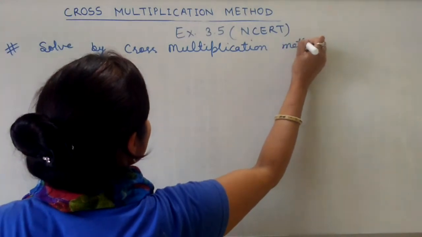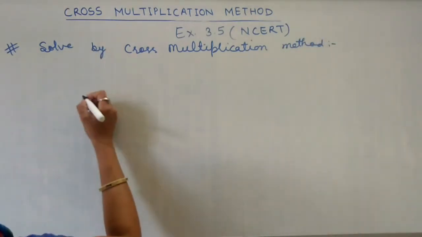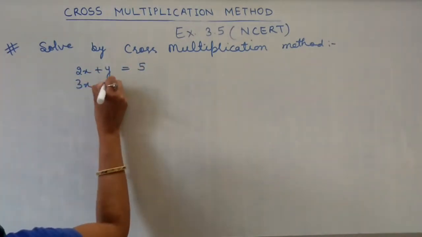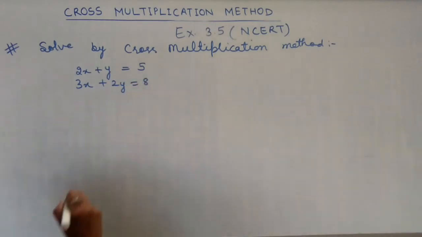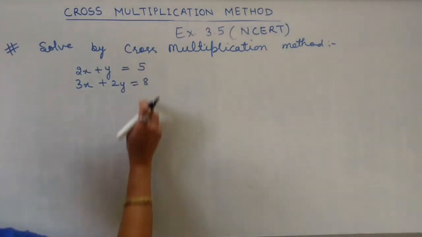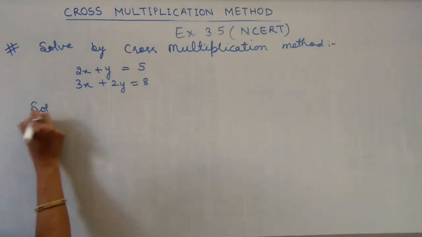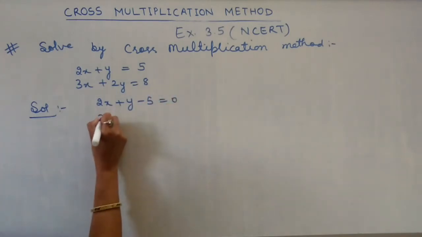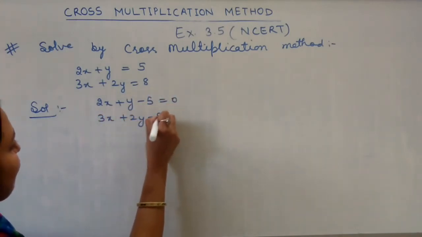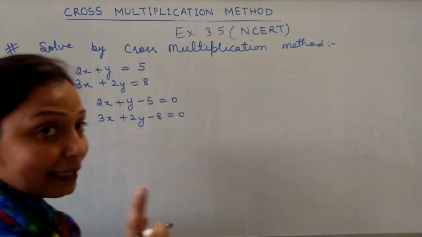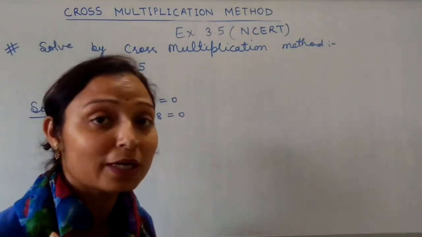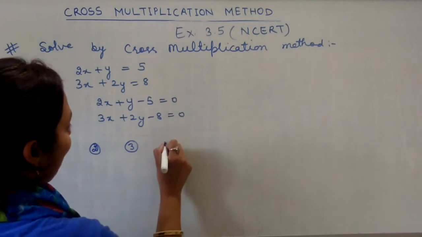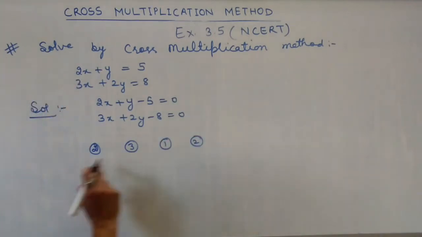The equations are given as 2x plus y is equals to 5, 3x plus 2y is equals to 8. For the cross multiplication, I will take this on the left hand side. For applying the cross multiplication: 2x plus y minus 5 is equals to 0, and 3x plus 2y minus 8 equals to 0. I will again write the formula 2 3 1 2. You have to learn 2 3 1 2. Take the terms accordingly.